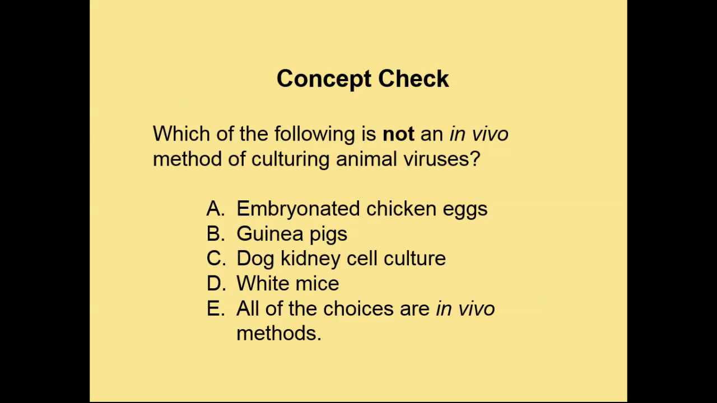1, 2, 3, 4, 5. The correct answer is D, dog kidney cell cultures. All of A, B, and D represent a whole organism, whereas C represents a specific cell type from a specific organism. So A, B, and D are in vivo techniques. C is an in vitro technique.